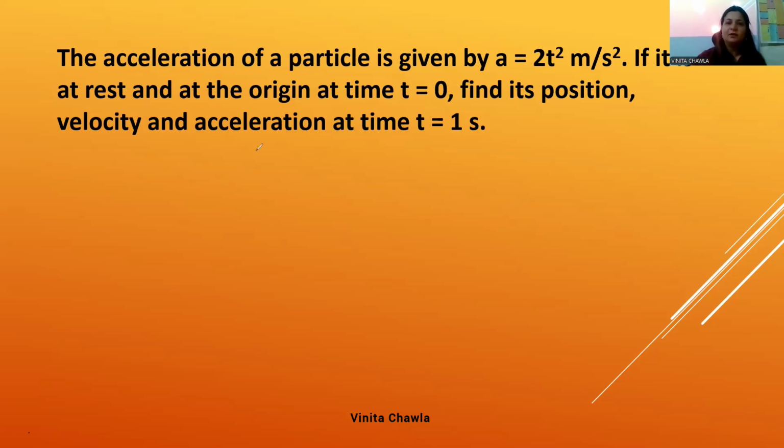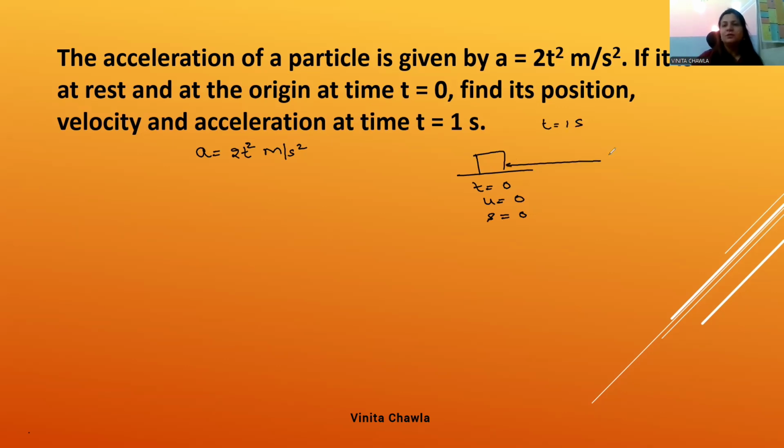Acceleration of a particle is given by A is equal to 2t square meter per second square. If it is at rest and at the origin at time t equals 0. So at t equals 0, the object is at rest, means its velocity is 0. Initial velocity of the object is 0, and it is at the origin. Origin means x is 0. X for displacement; if you're writing displacement as s, you can write s. It's your choice, it is just a notation. Okay, s is also 0 at t equals 0. We have to find its position, velocity, and acceleration at time t equals 1 second. So after 1 second, we have to find the position of the object, the velocity with which it is moving, and acceleration at t equals 1.